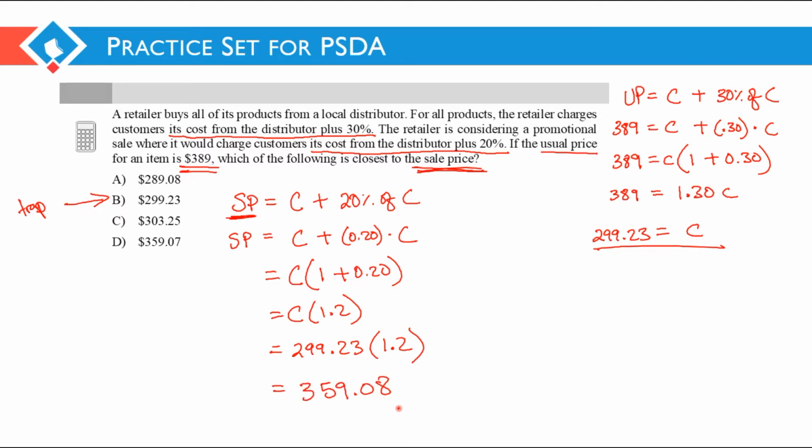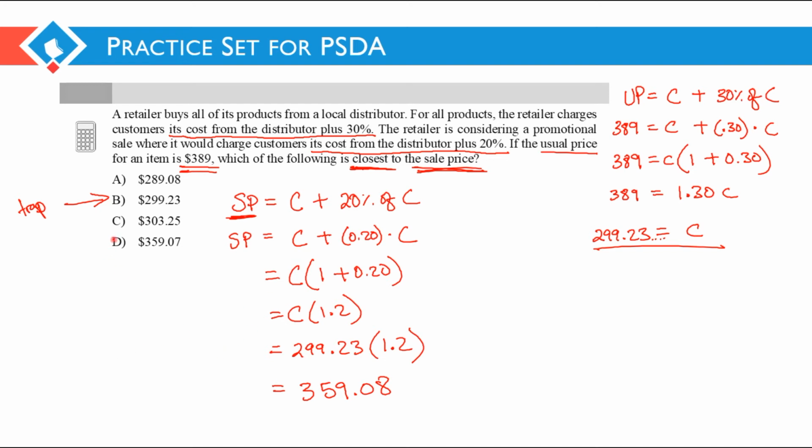So I got 359.08. You may have gotten something slightly different if you round it a little differently. It's entirely up to you. If you just took this entire extended value and plugged that directly into the value for C on your calculator, you may have gotten a slightly different answer, which is why they ask you which of the following is the closest. These answers aren't going to be super close together. You'll never be dealing with tenths of pennies or anything like that. So it'll be pretty obvious which is the closest to the sale price.